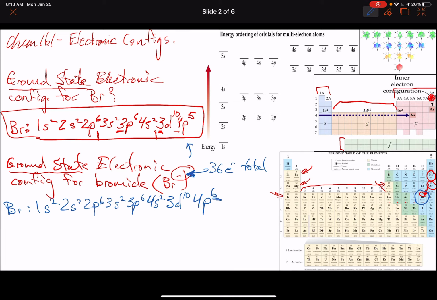Okay, so we can do electronic configurations not only for ground state atoms, but ions as well, and so you can refer to the previous video for that one. And here we've shown the bromide electronic configuration, reflecting that extra electron at the last spot.